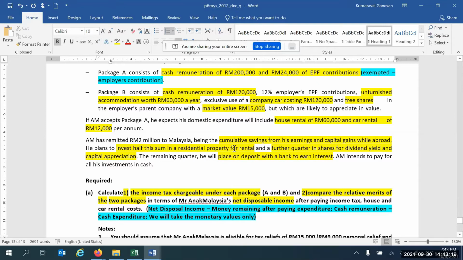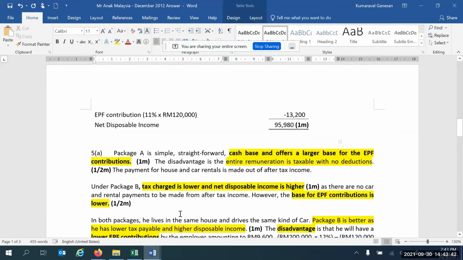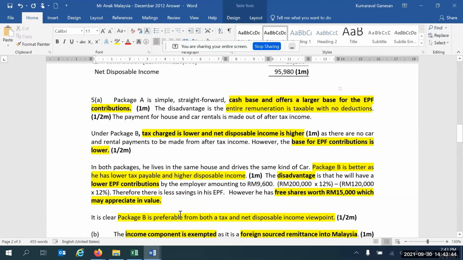second job is compare the relative merit. Merit means advantage. So what you need to be aware of is you must also talk about it, compare the relative merits, and later you most likely have to pick which is better, right? It's understood.